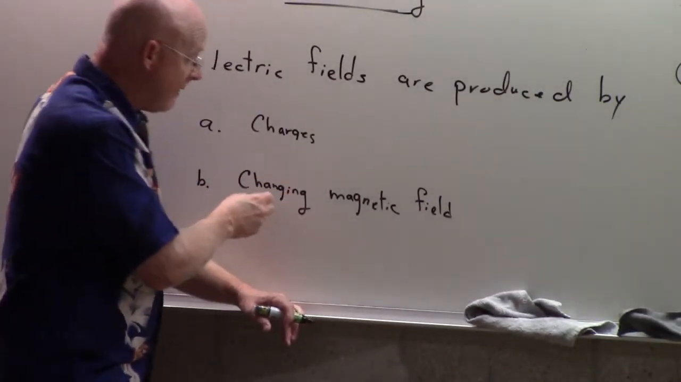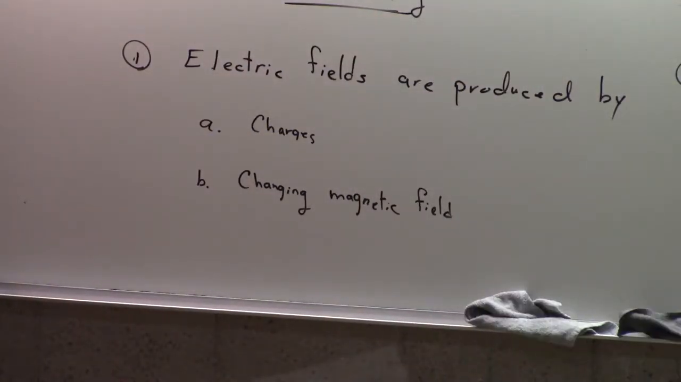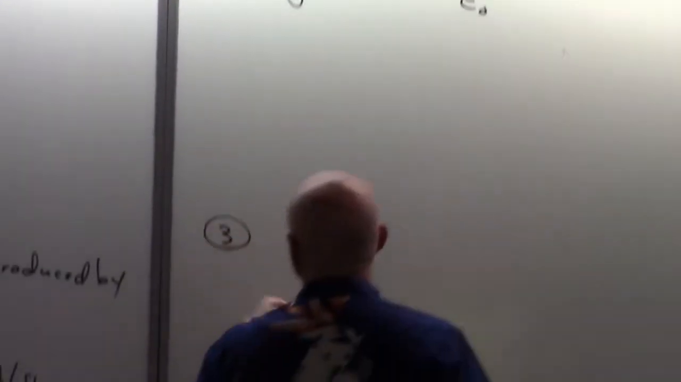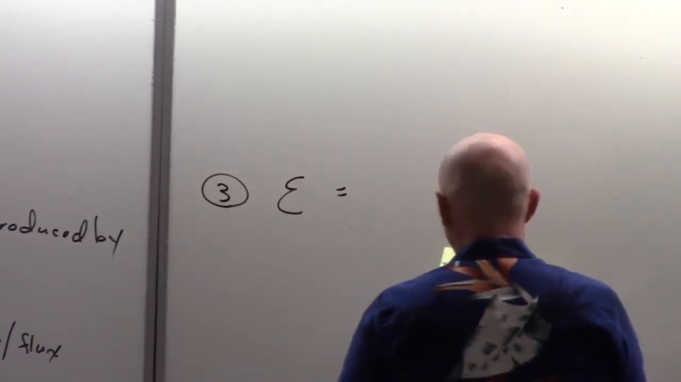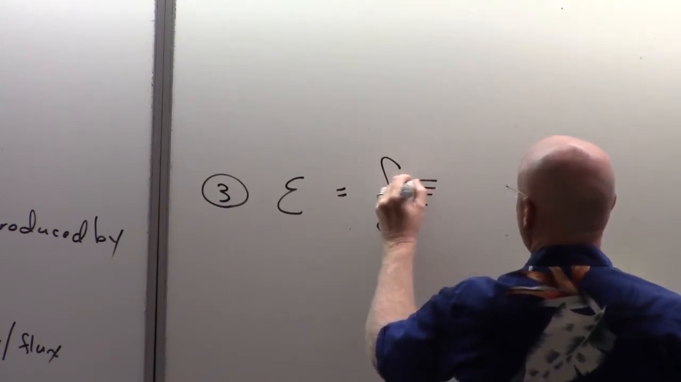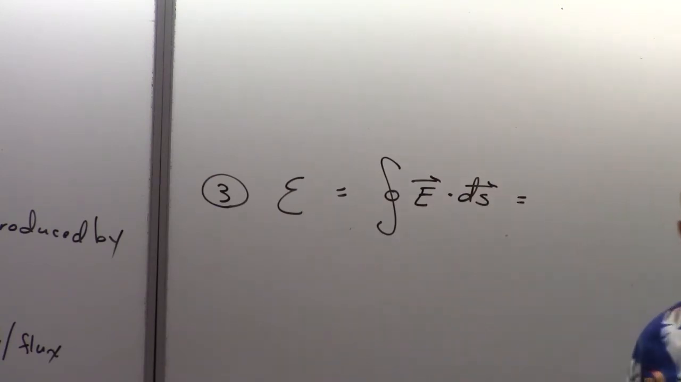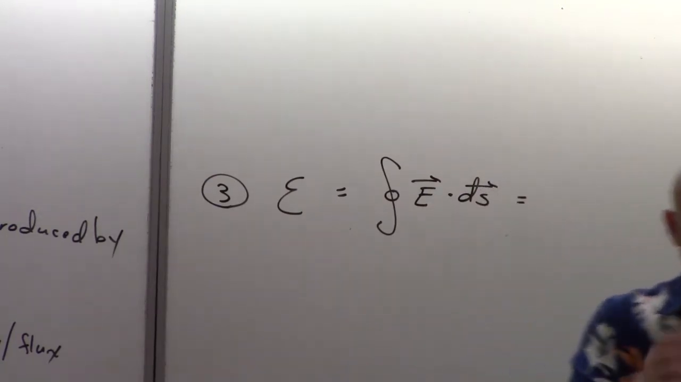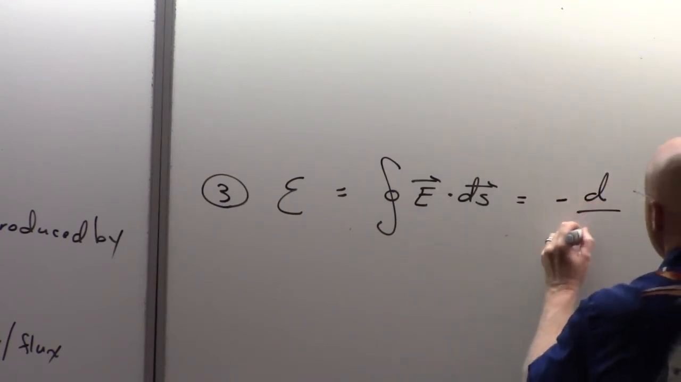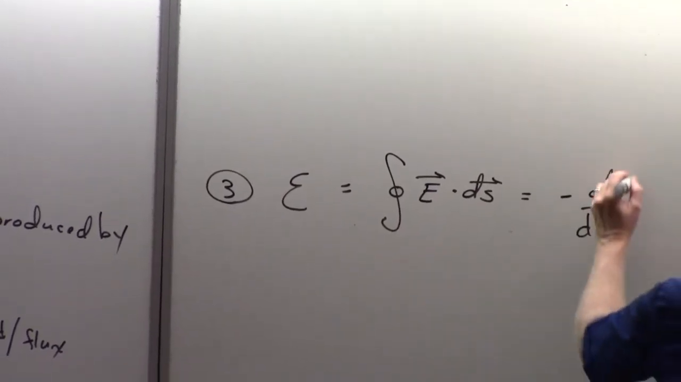We said that there would be an EMF. Now, when we first were introduced to it, we wrote it as an EMF, but let me now write it as an integral around a loop of E dot ds, so that you can see the equation with the electric field part in it. We said that equals the negative of the time derivative of the magnetic flux.